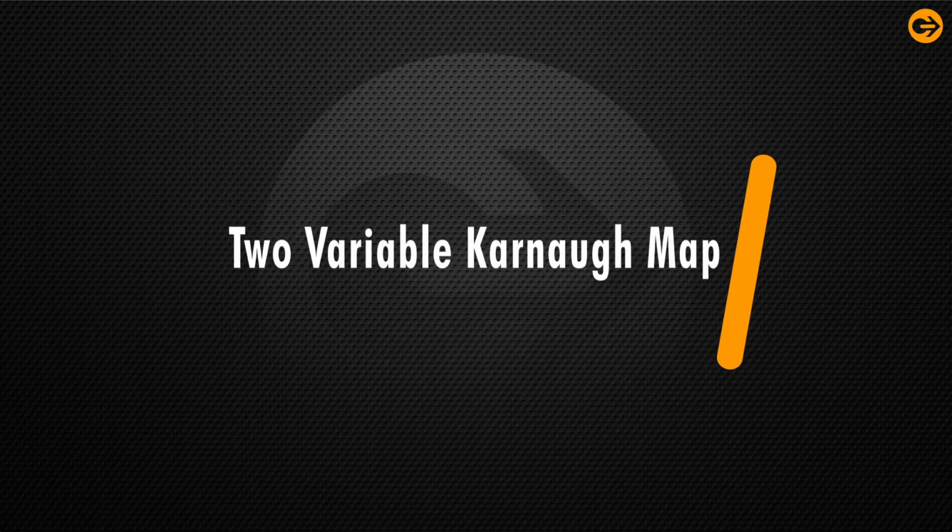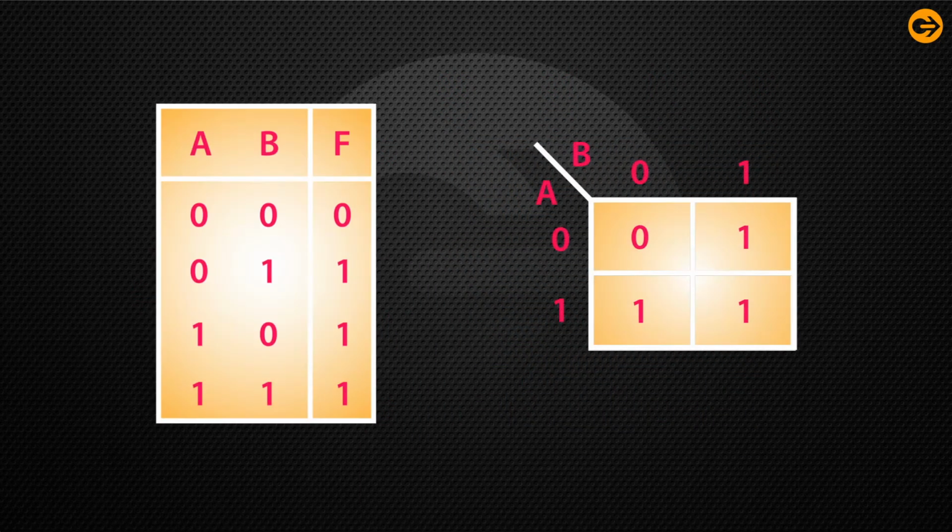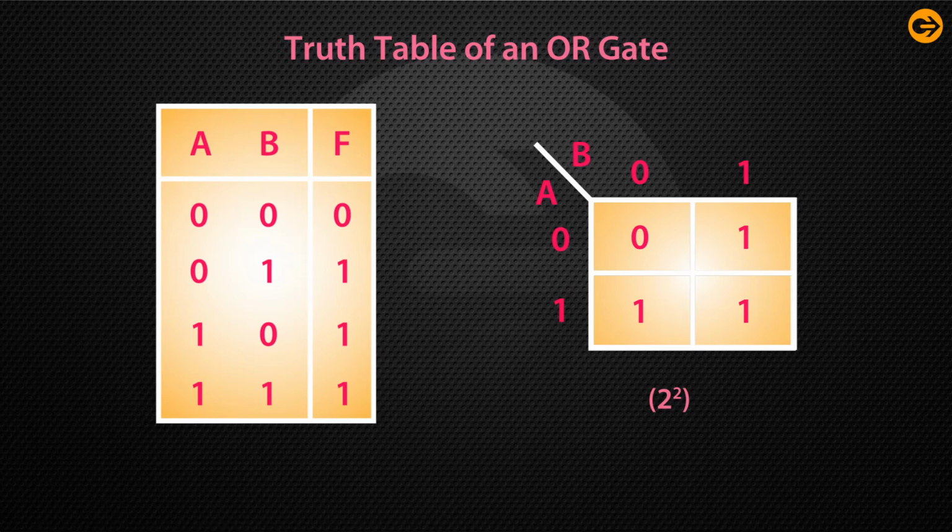Two-variable Karnaugh map. This illustrates the truth table of an OR gate. The output column is F. To construct the corresponding K-map, as we know for 2 variables A and B, the number of square cells will be 2 square, which is equal to 4.